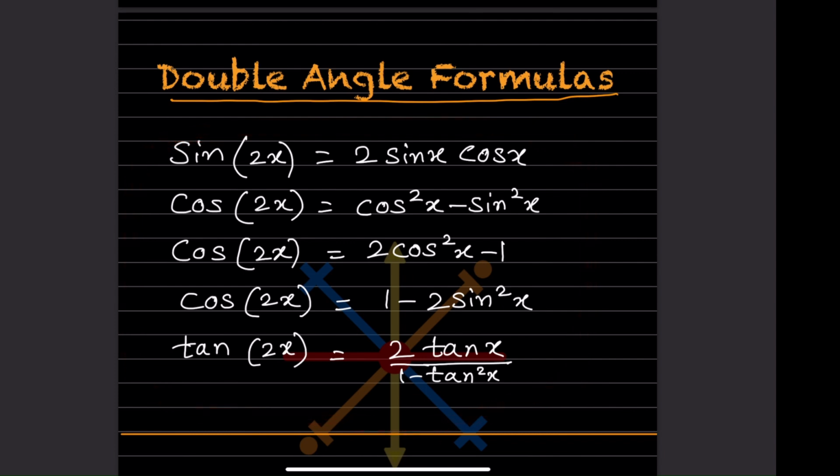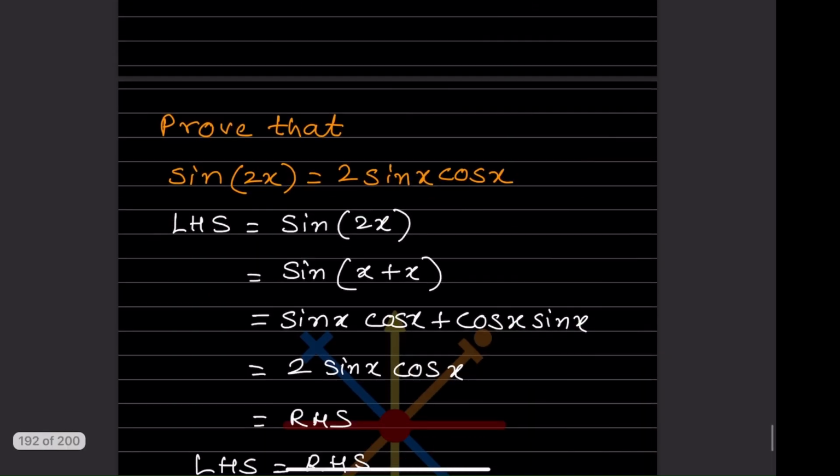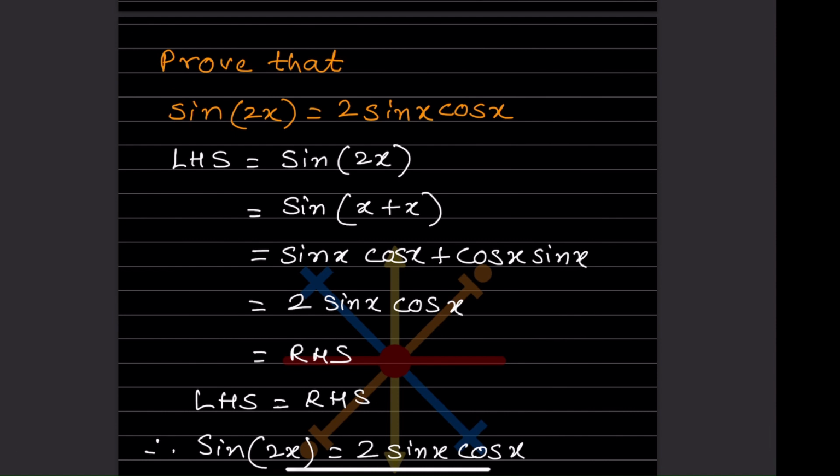So now sine 2x is 2 sine x cos x, and these are the three formulas for cos 2x. You can have a look at it. And tan 2x is 2 tan x divided by 1 minus tan square x. So now let us see how you prove that sine 2x is 2 sine x cos x.